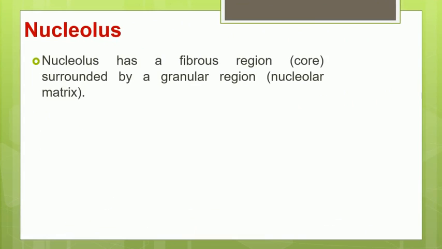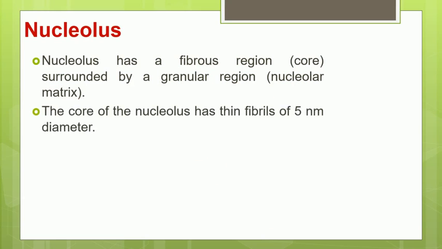Now if we study the nucleolus structure in more detail, it has a center region which is called the core. It is made up of fibers, so it is called the fibrous core region, and this fibrous central region is surrounded by the granular region, which is also called the nucleolar matrix. The core region of the nucleolus has fibrils, and these fiber-like structures have a diameter of 5 nanometers.